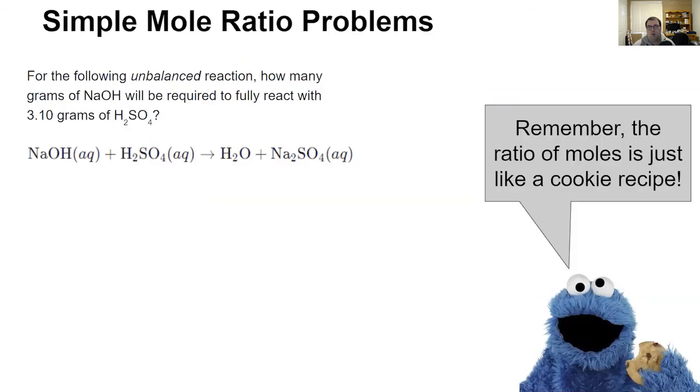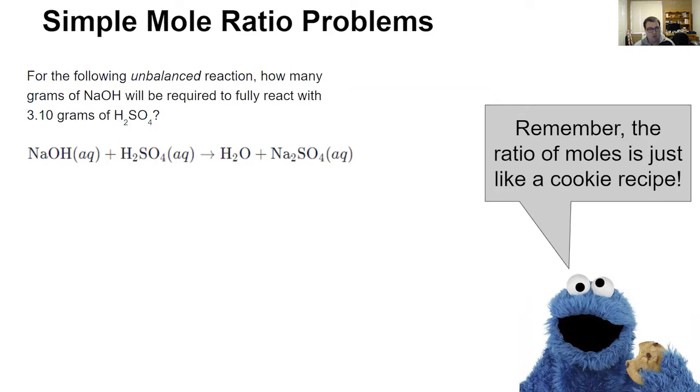All right, so it's very normal to get a pretty simple mole ratio problem based around this sort of question here. So if we take a look at this, from the following unbalanced reaction, how many grams of sodium hydroxide, NaOH, will be required to fully react with 3.10 grams of sulfuric acid, that's H2SO4. And we have an equation that's been given to us.